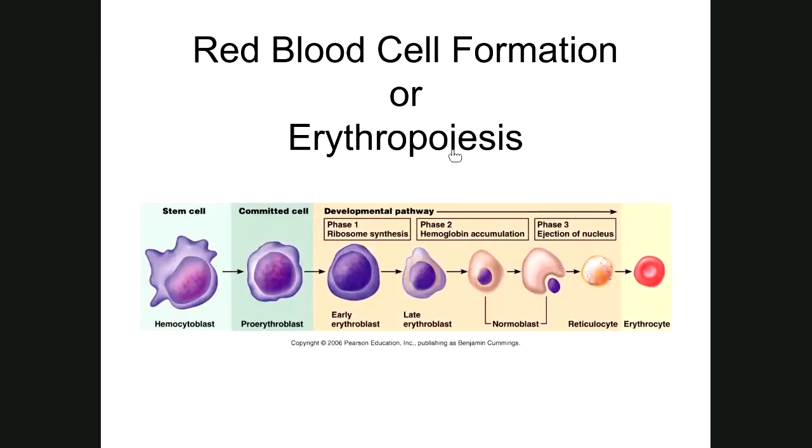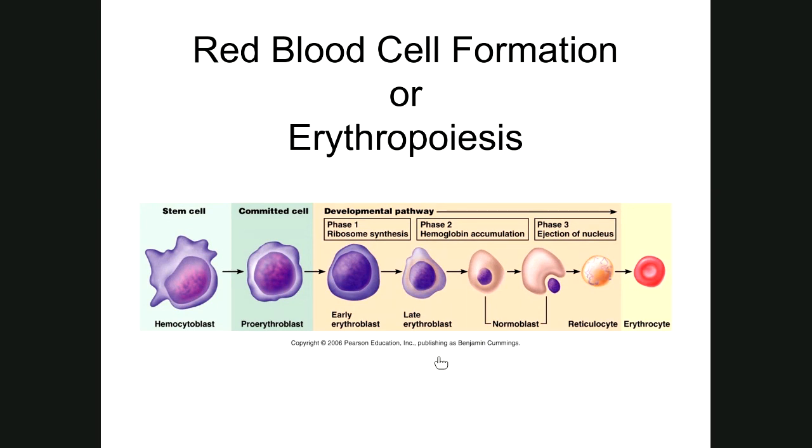Formation of blood cells is called hematopoiesis. I'm showing here formation of red blood cells. So hematopoiesis for blood cells is HEMATOPOIESIS. And what we have here, formation of red blood cells, is erythropoiesis, ERYTHROPOIESIS. Erythro is red, and poiesis has to do with the formation.